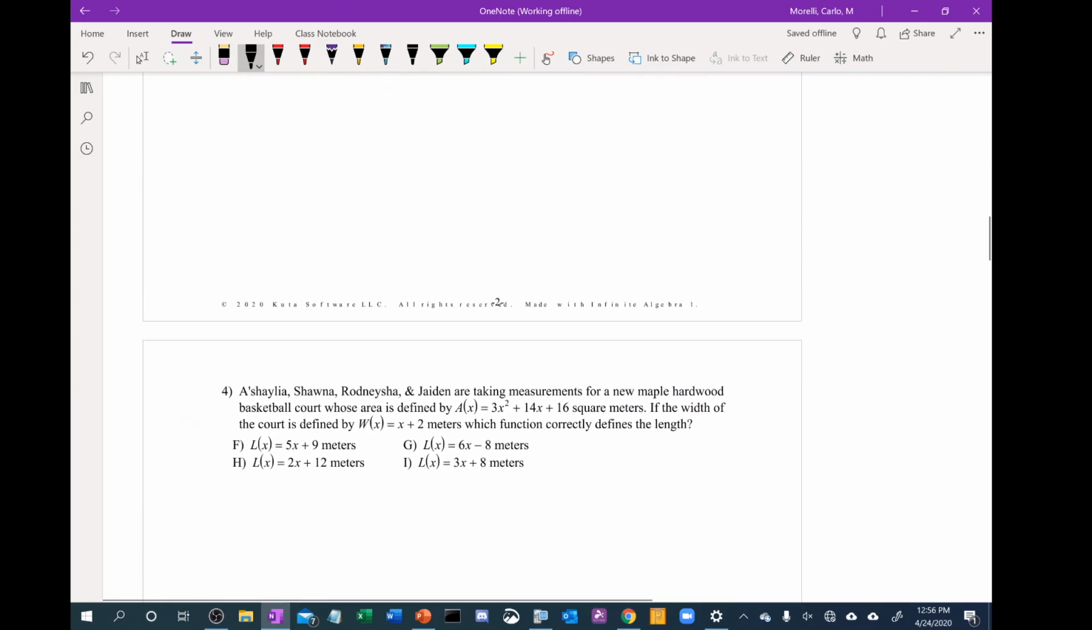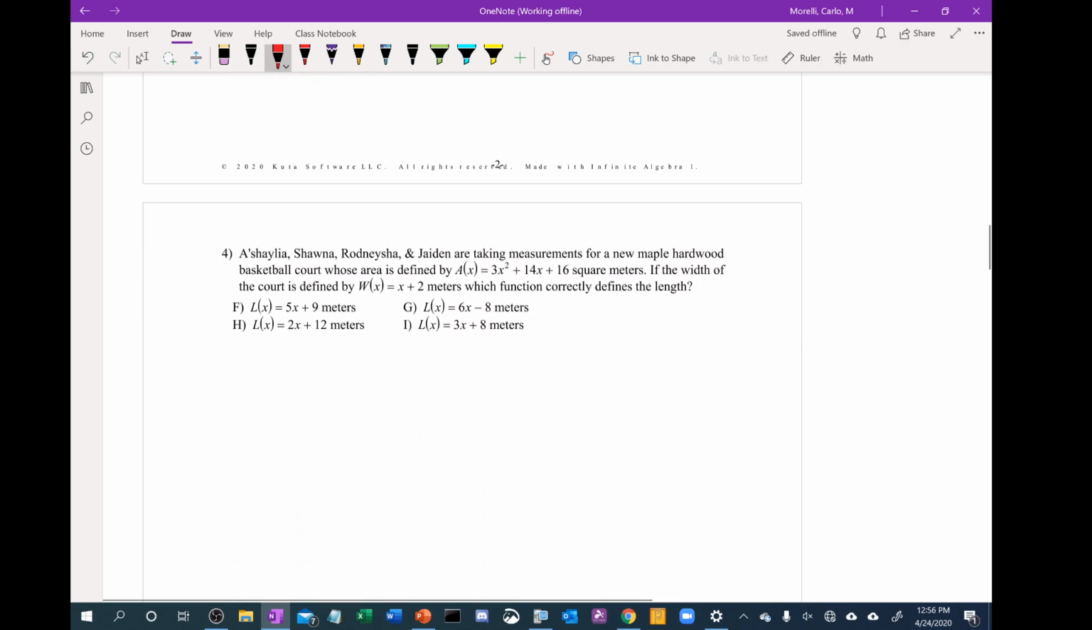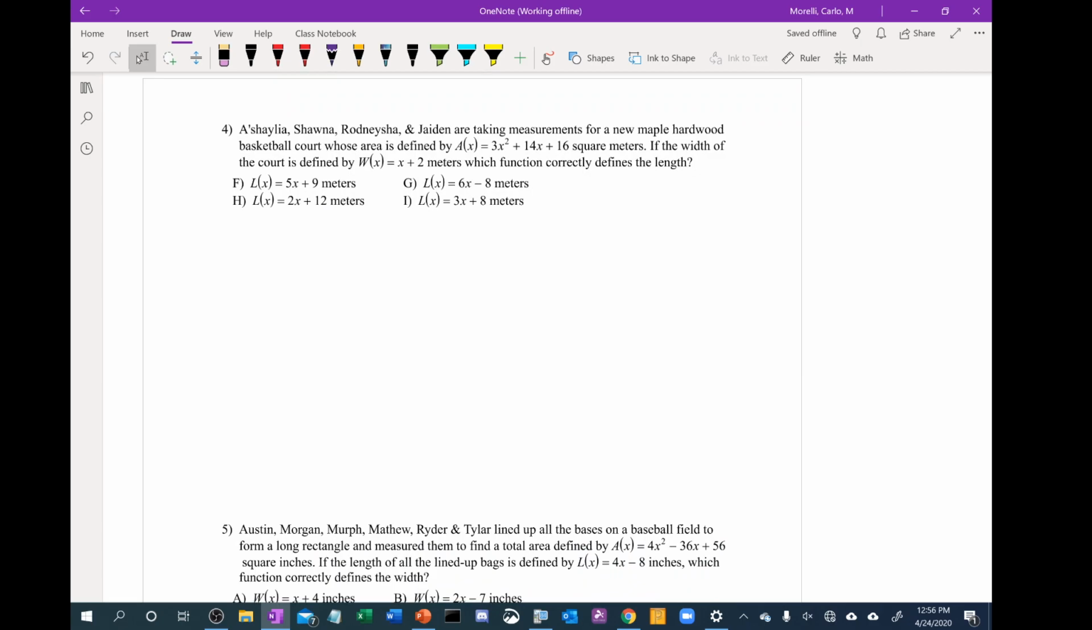Skipping number 3. Number 3 had a typo in it, so the answer to choose is C. L of x equals 7x plus 8. But we'll skip it since it had a typo.